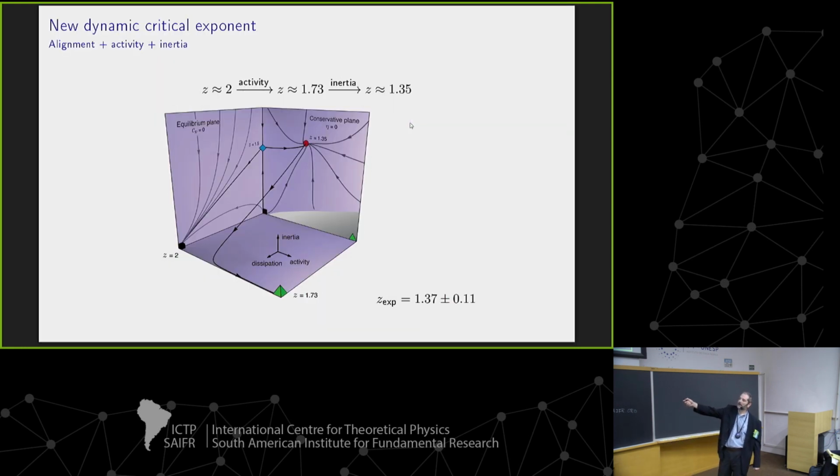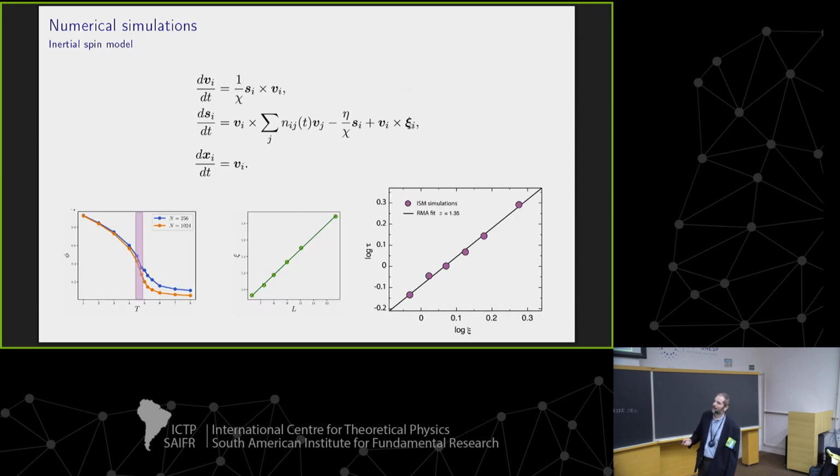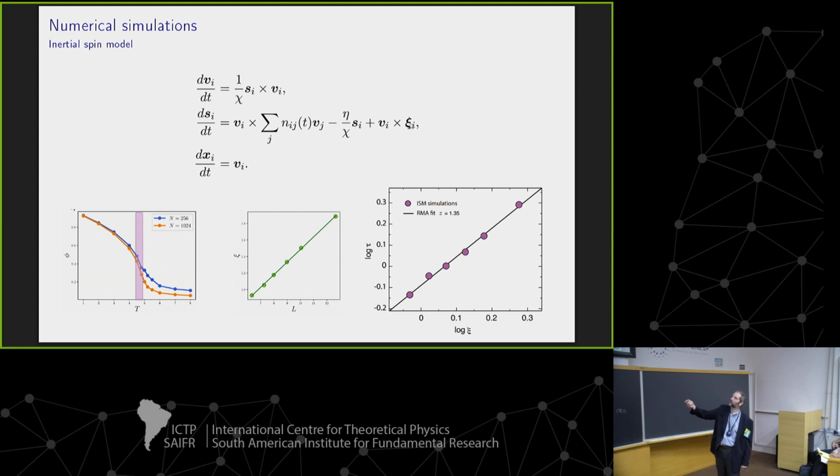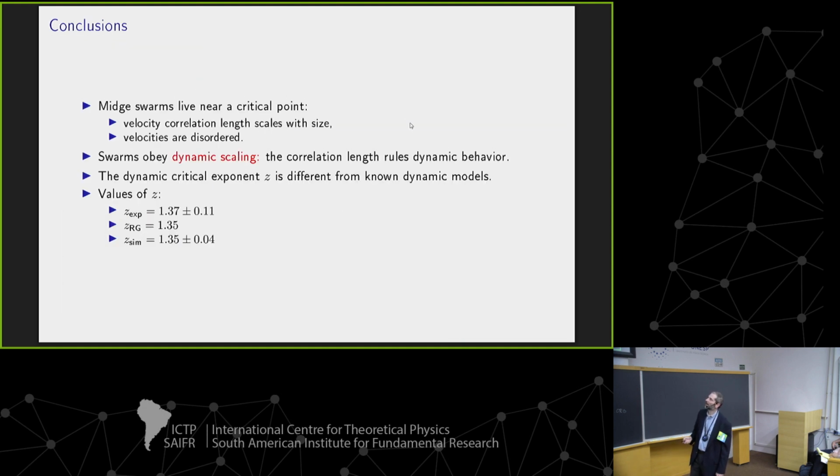Okay, so to summarize, we started with zeta equals 2 from alignment, activity lowers it to 1.73, inertia lowers it to about 1.35. So that's very, very close to the experimental results. Maybe too close for a one loop calculation, but okay. That's it. Perhaps I'm over time, but we have checked this with numerical simulations. You can check that this system, a microscopic version of our model with inertia, works in the same way. Okay, so I'll be finishing here.